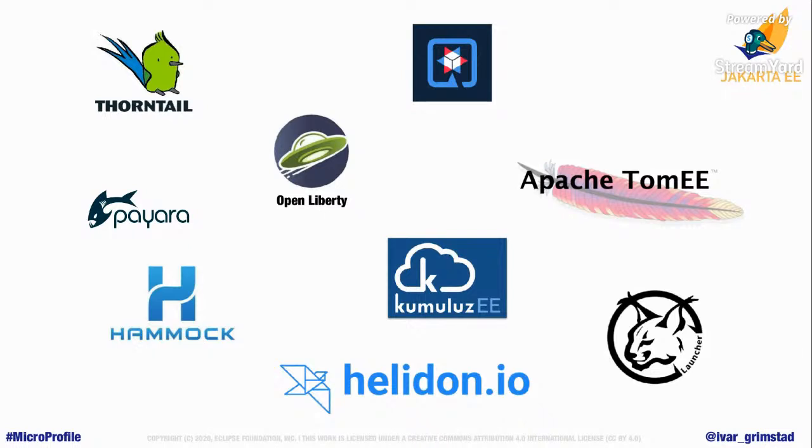But first, these specifications are backed up by a couple of implementations, or quite many implementations actually, and I'll be demoing 5 of them here today. I've put up the logotypes here. You can see Thorntail and Quarkus from Red Hat. We have Open Liberty from IBM, Payara from Payara, Apache TomEE from Tomitribe. You have Helidon from Oracle, and a couple of smaller ones such as Hammock, Kumuluz EE, and Fujitsu Launcher.